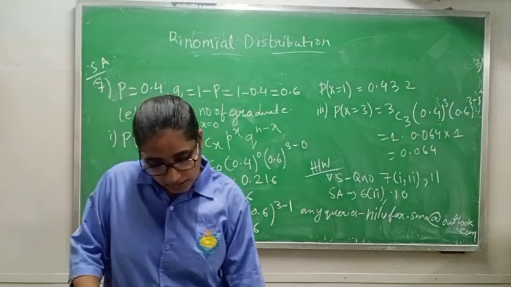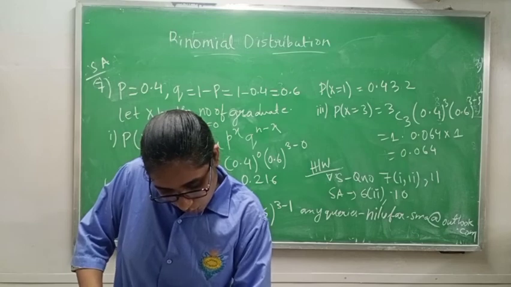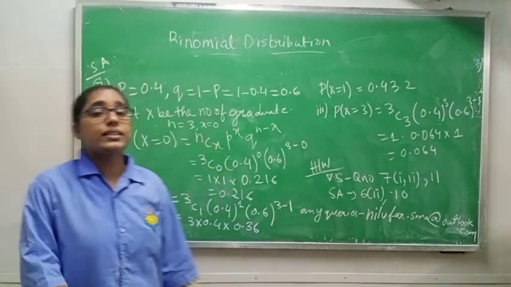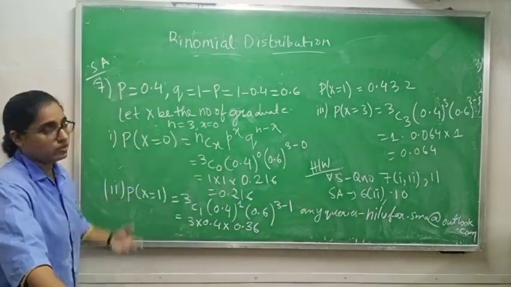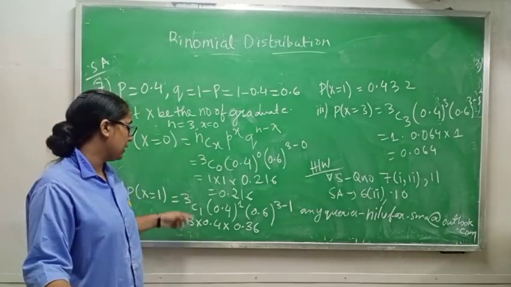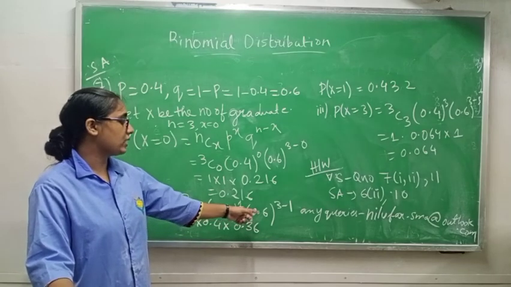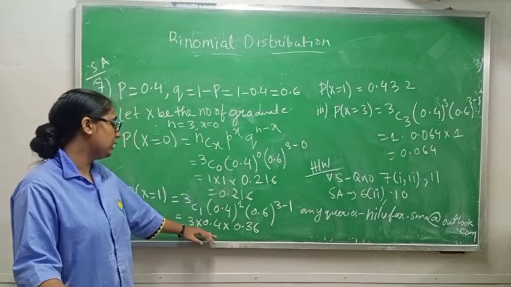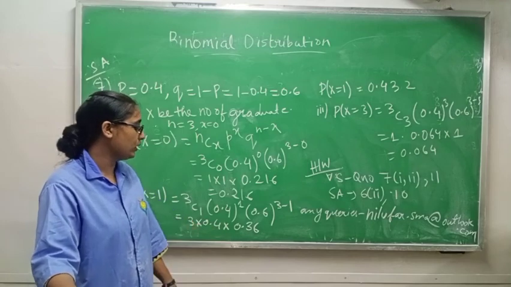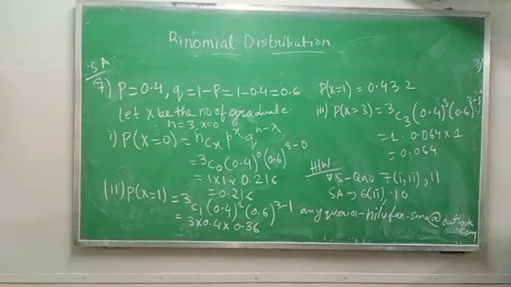Now the second part they are asking: only one will graduate, so now x is 1 and n remains the same. In place of x you write 1. So 3C1, 0.4 to the power 1, 0.6 to the power 3 minus 1. You will get 3 into 0.4 into 0.36. When you multiply, you will get 0.432.